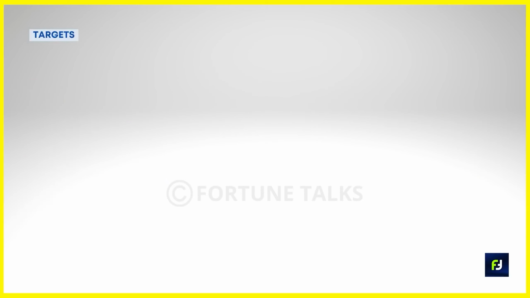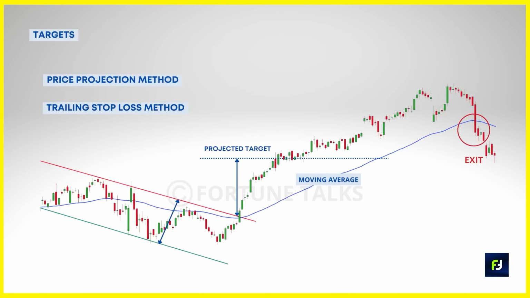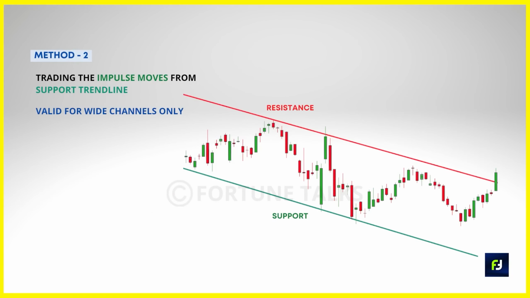Now finally, let's discuss the targets. Setting the targets can be done the same way as with the rising channel pattern. It could be price projection, trailing stop loss, or a combination of both. So please do refer to the previous session if you have any doubts. Now let's look at the second method of trading the falling channel pattern. As mentioned earlier, the idea is only valid if the channel formed is wide enough.